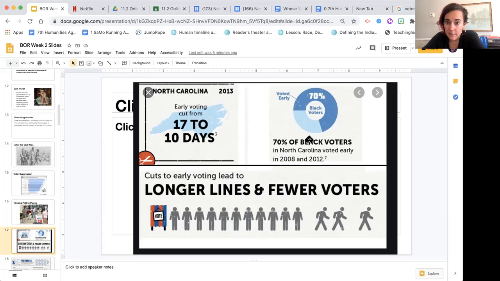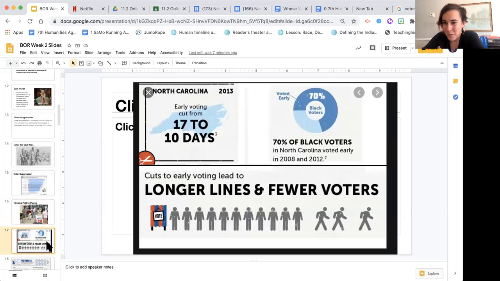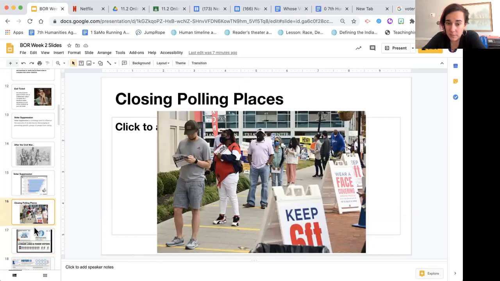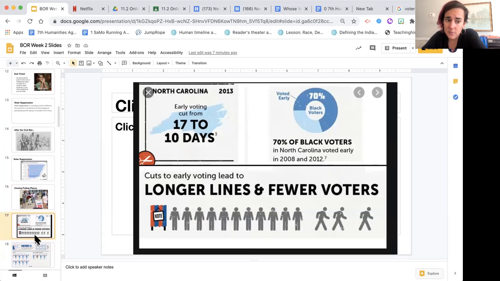So if they can't vote early and lines are longer, they may choose not to vote, or it's just a worse, harder experience. Okay, so this is one way of suppressing votes, by making it harder to vote by closing polling places. And so this is the problem, right? By closing polling places, by getting rid of early voting, by making it harder to register as a voter. Those are all ways that can affect voter suppression.